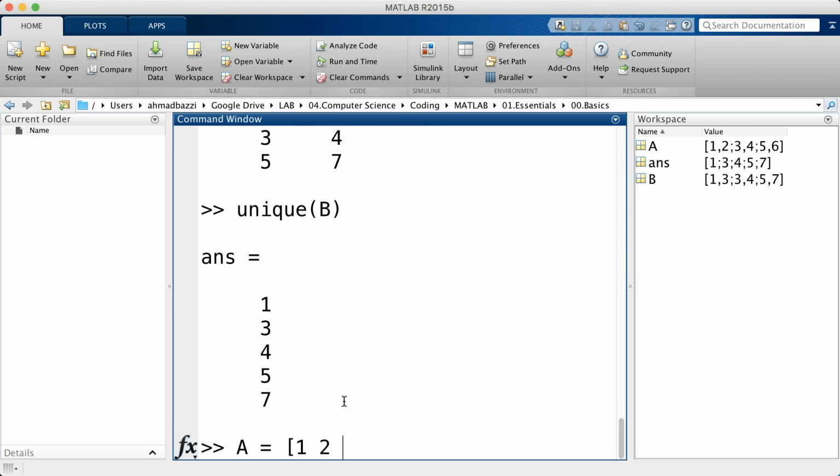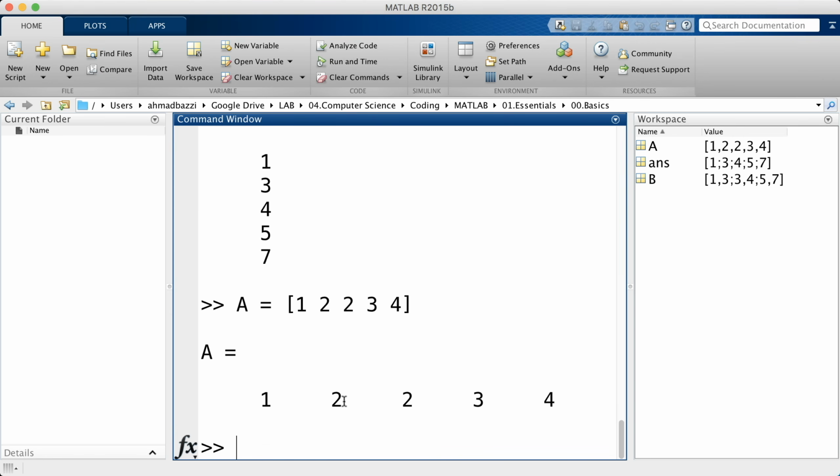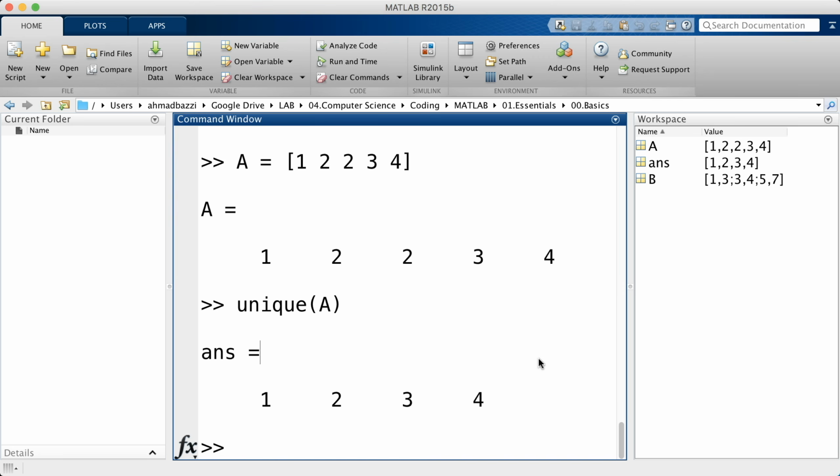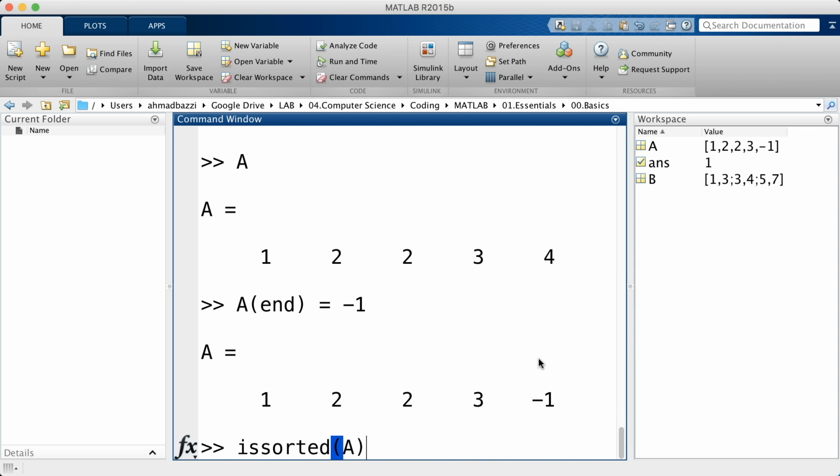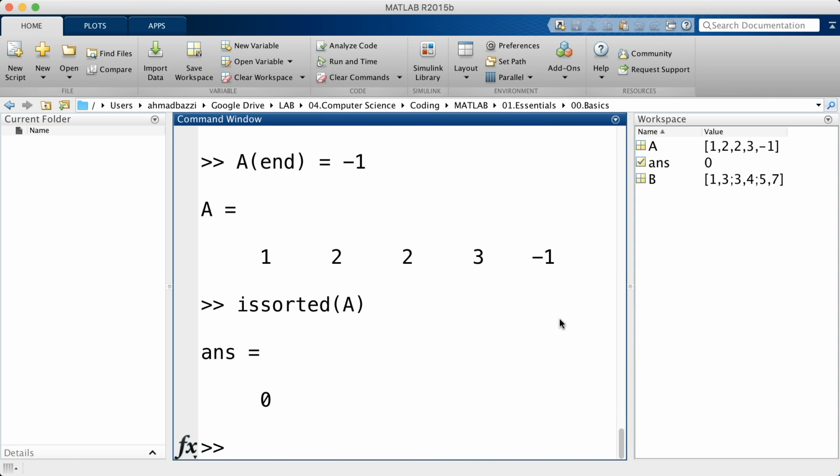Let's see it as a vector. It's easier to visualize it that way. So unique A would be 1, 2, 3, 4, right? 2 mentioned once. You've also got the isSorted method of A. Returns true if the array is sorted, and false otherwise. So let's set the last element of A to -1. It's not sorted anymore. So is sorted? No, it's not. It goes up, then goes back down.